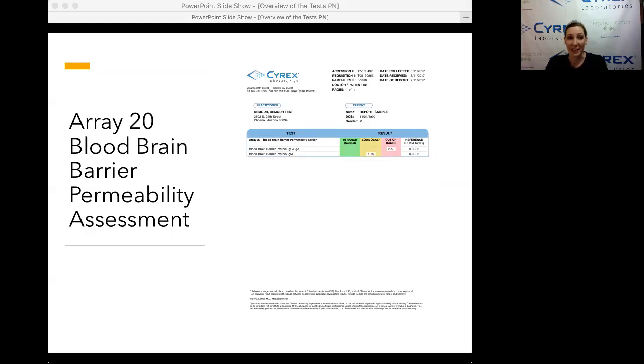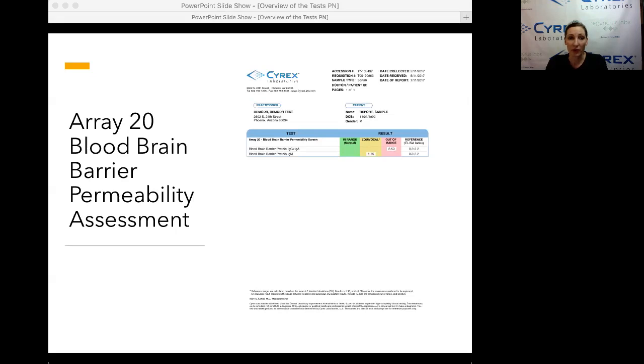Array 20 is the other barrier surface that we currently measure permeability to, or in. This is a really important panel to run on any kind of fatigue, any mood disorder or mood fluctuation issue, brain fog, brain endurance issues, or anybody who exhibits changes in cognitive function or who has neurological autoimmunity or neurological autoimmune symptoms such as peripheral neuropathy.